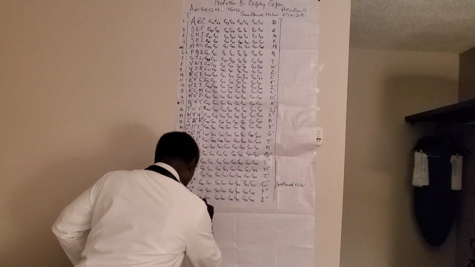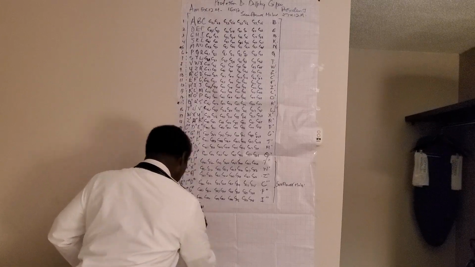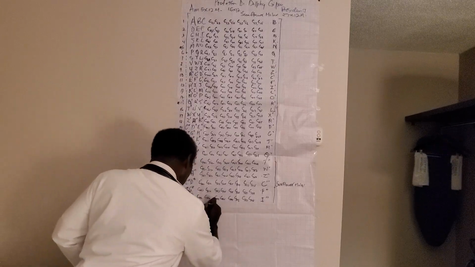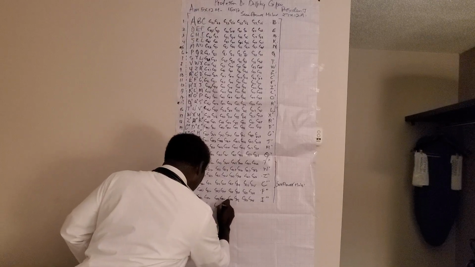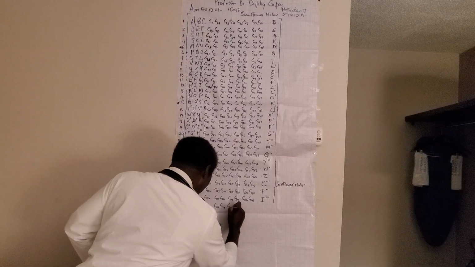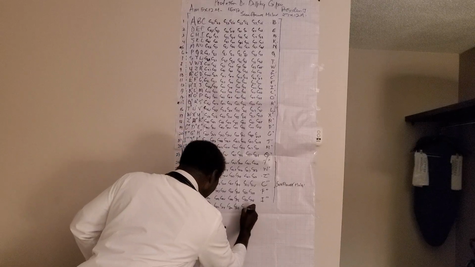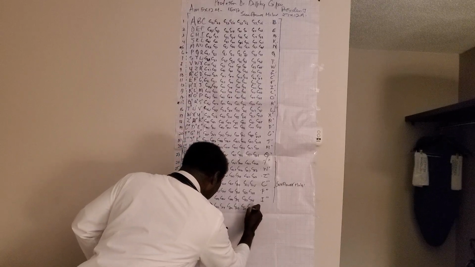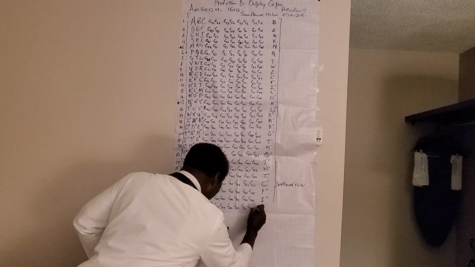So we have now C30 and 1, 30 row and first column, C30 and 2, C30 and 3, C30 and 4, C30 and 5, C30 and 6, C30 and 7, C30 and 8.